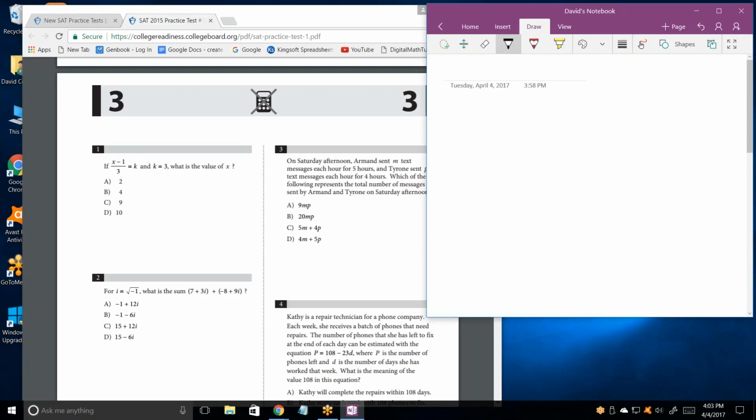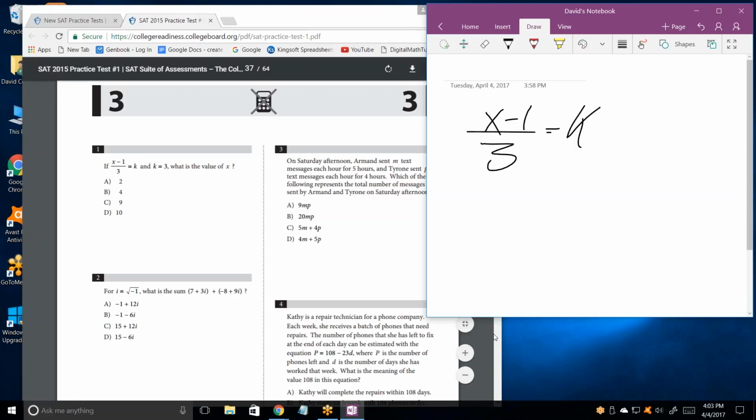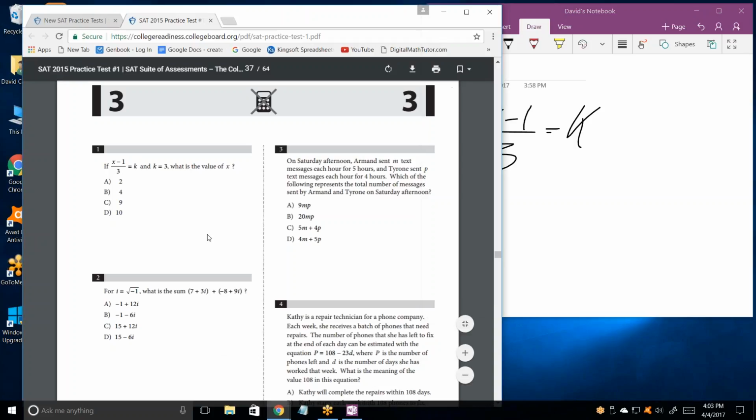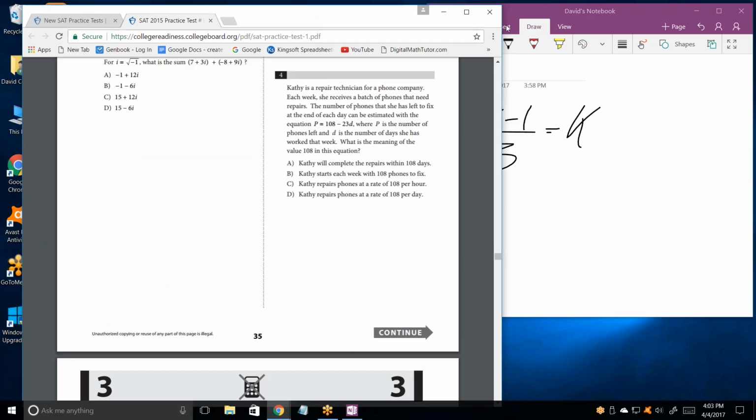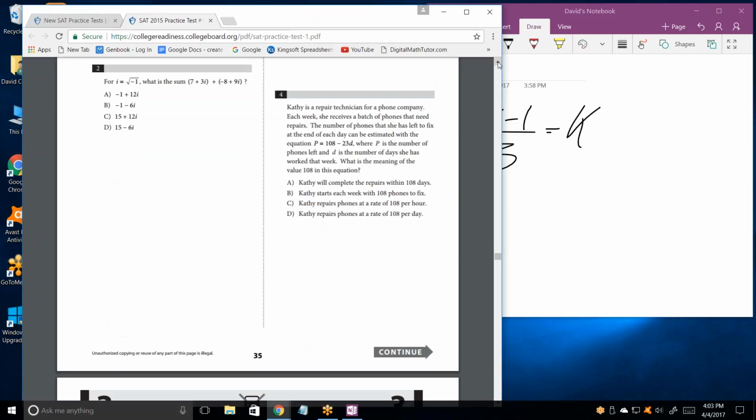All right, if (x minus 1) over 3 equals k and k equals 3, what's the value of x? 10. Good. Number 2, if you clearly know them, I won't spend a lot of time on them. We'll only stop if you have problems with it. Okay, number 2, this deals with imaginary numbers and complex numbers.